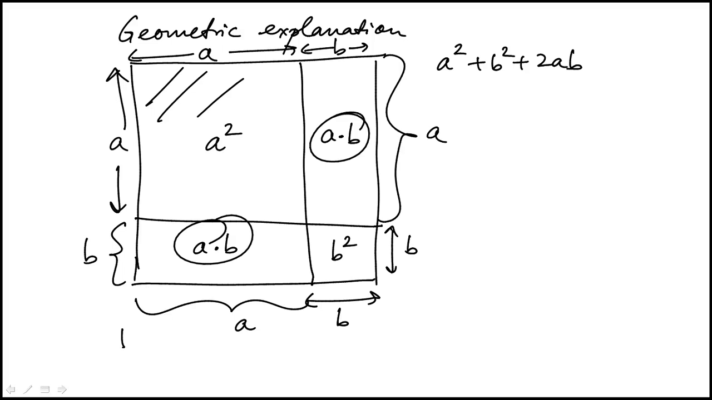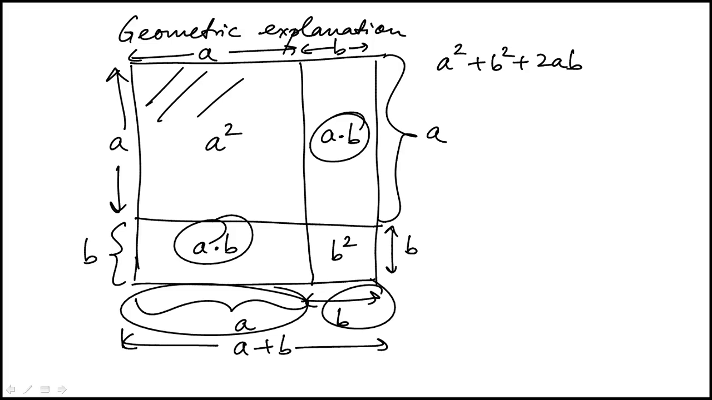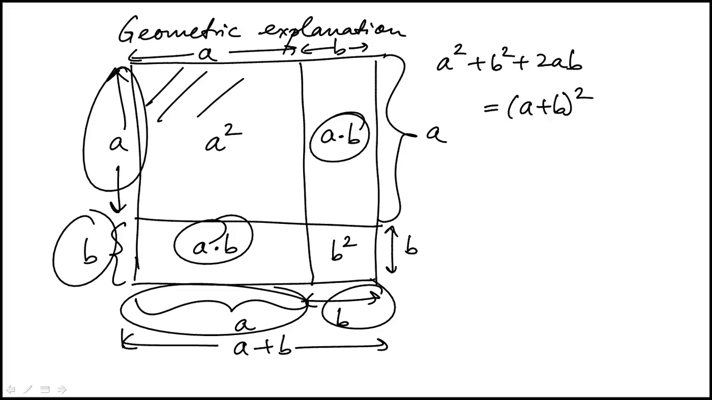Now the outside dimensions here are A plus B. And its area is just the square of that. And that's precisely the identity that we talked about.